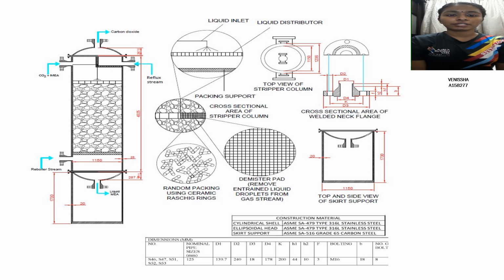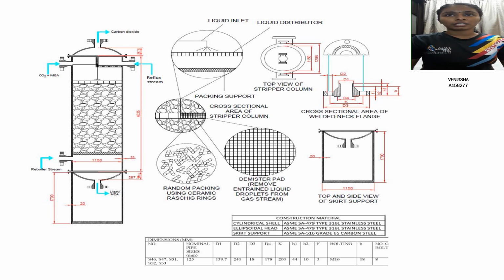Though a packed bed stripping column is more expensive compared to a plate stripping column, we will be using a packed stripping column since it is more resistant towards corrosive materials. MEA is a corrosive material and hence we would need a more corrosion resistant material.